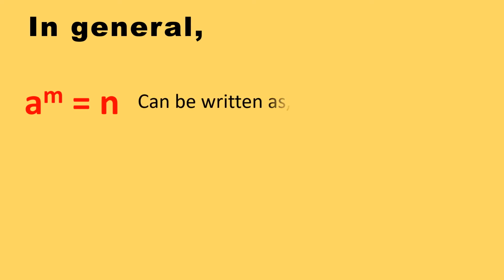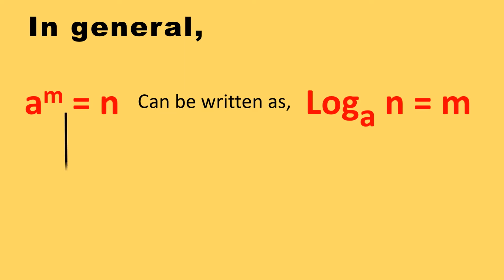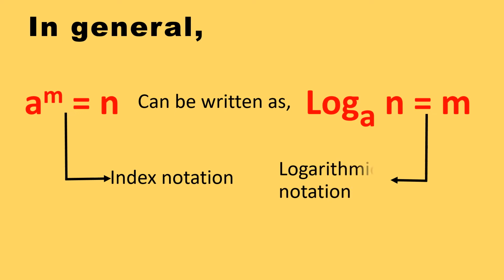In general, the expression a raised to power m equals to n can be written as logarithm of n to base a equals to m, whereby a power m equals to n is index notation, and logarithm of n to base a equals to m is known as the logarithmic notation.